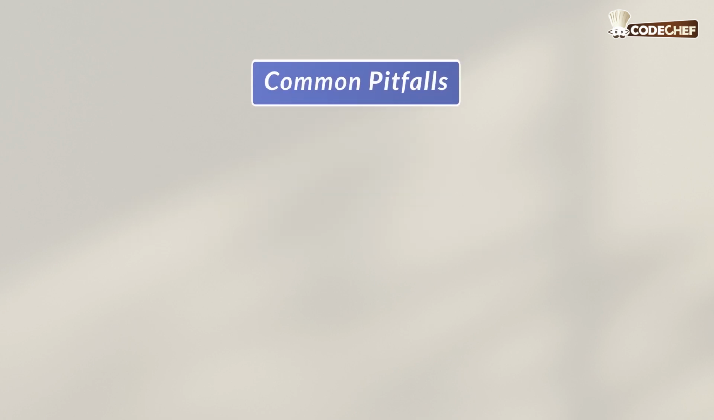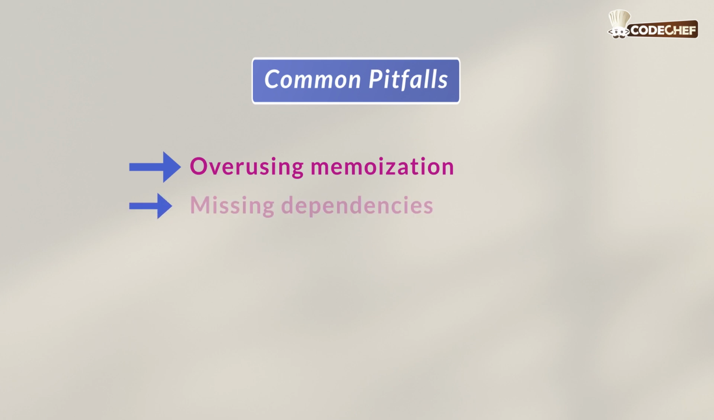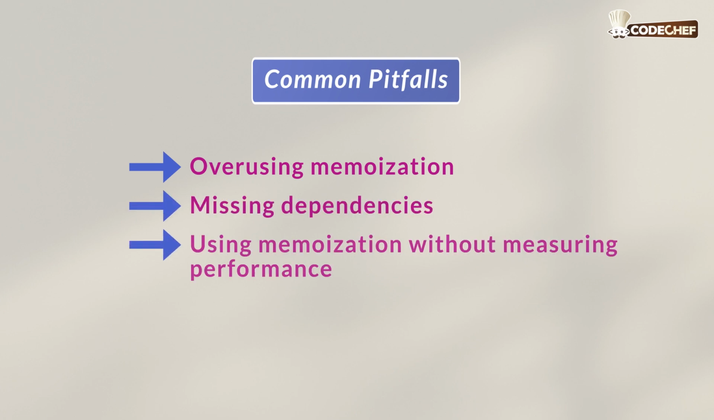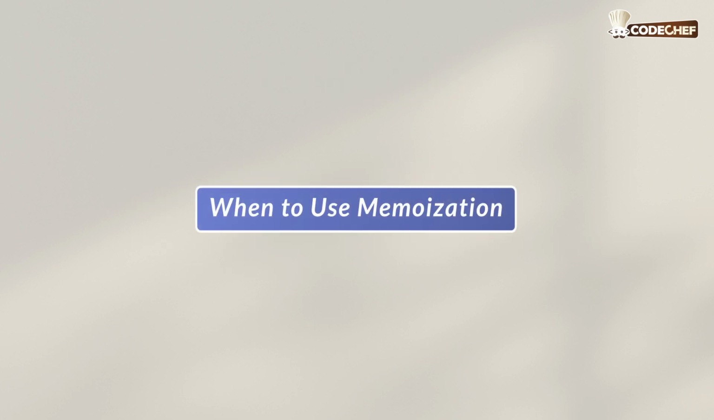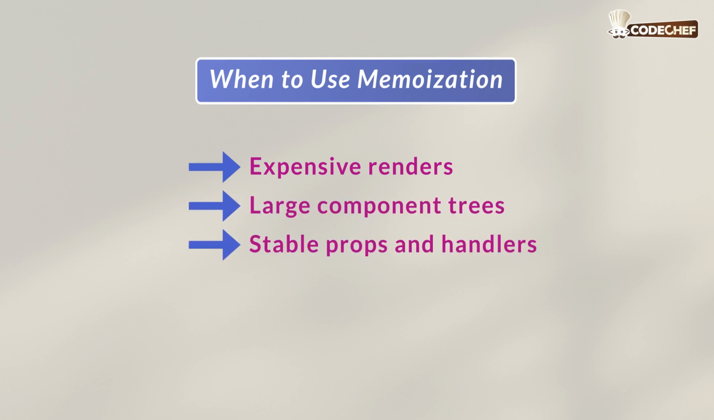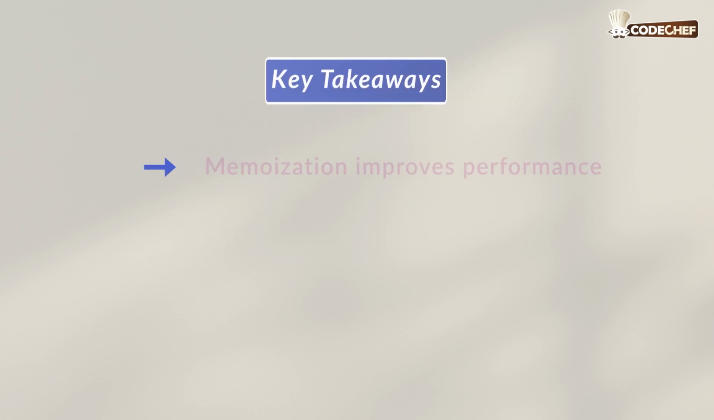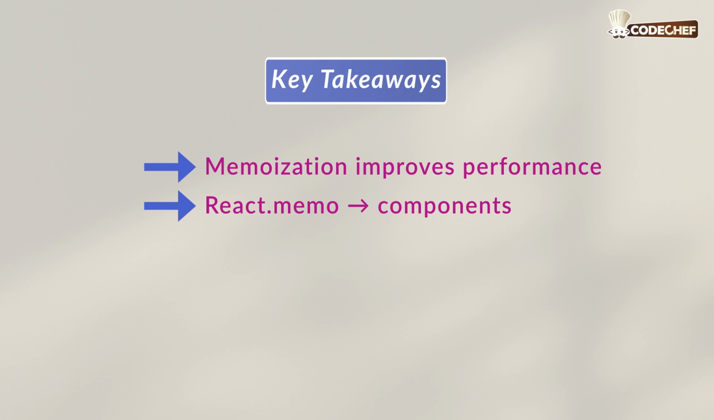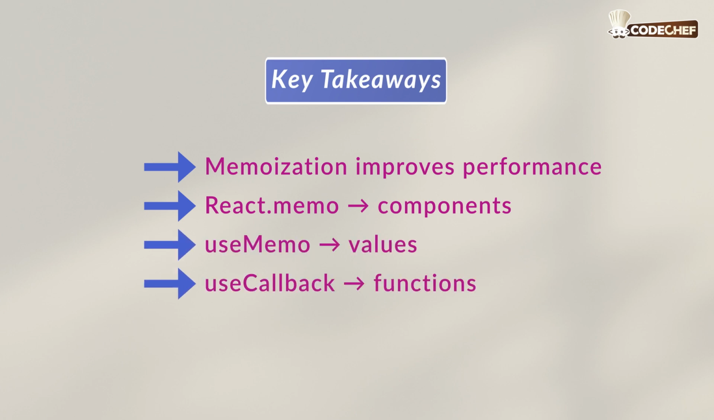So let us look at some common pitfalls. Memoization should not be overused. Missing dependencies can cause bugs, and using memoization without measuring performance can make code more complex without real benefit. So when should you use memoization? Use memoization when components are expensive to render, when props rarely change, or when working with large component trees. Avoid it for simple components. To summarize, React.memo is used for components, useMemo is for values, and useCallback is for functions. Memoization is a performance tool, not a default pattern. Use it only when needed.